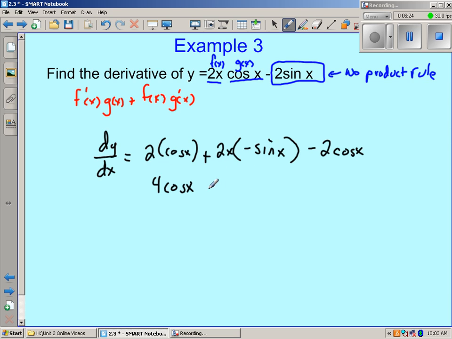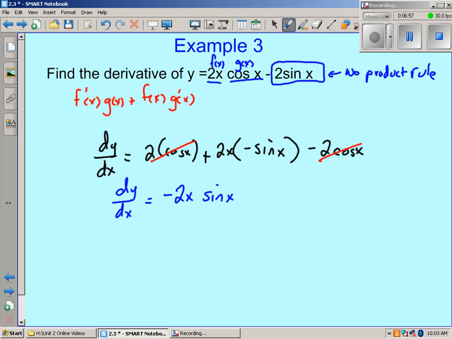2x sine of x. And then you may see them, wait, what did I do wrong here? Oh, whoops, sorry. It's not that. I added when I should have subtracted. And so you'll notice that I have a positive 2 cosine x and a negative 2 cosine x, so I cancel those guys out. So my final answer for this guy is negative 2x sine of x. And that's what my derivative is. And remember, derivative is slope of the tangent line.